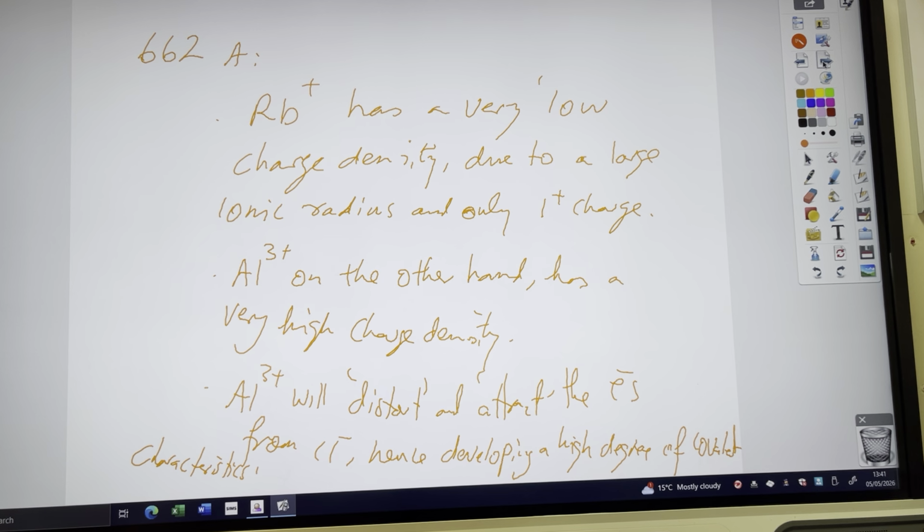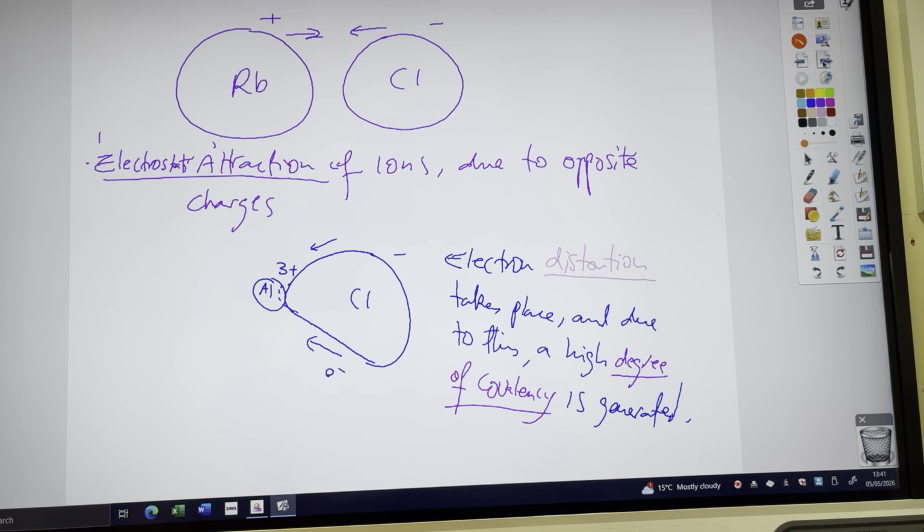The idea of charge density should always be on your mind. And if species or ions have very high charge density, why would that matter? Pay attention to the last sentence at the bottom of this answer.